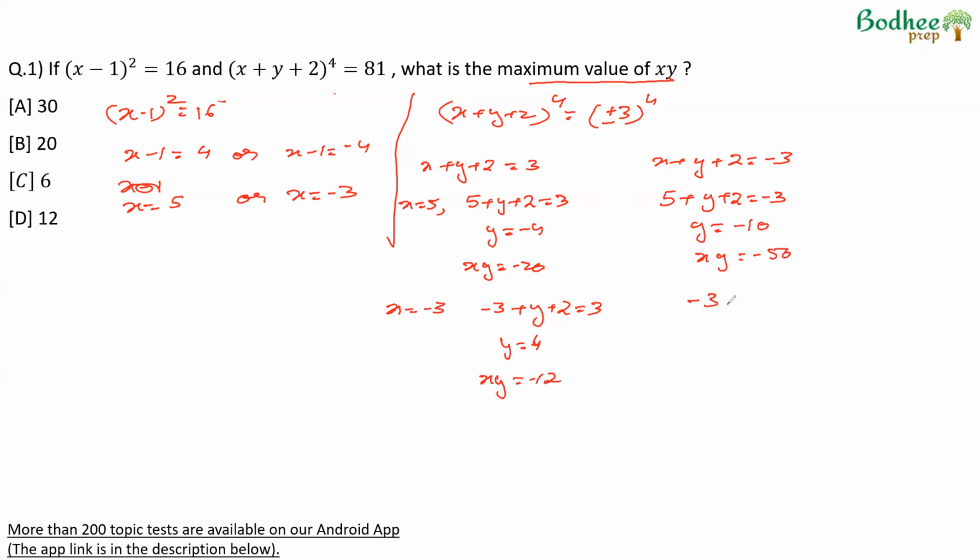Lastly, if you put minus 3 in this one, minus 3 plus y plus 2 is equal to minus 3. Y comes out to minus 2. So xy here will be minus 3 into minus 2, which is 6. Out of the 4 possible values, the largest value is 6, and therefore C becomes the answer.